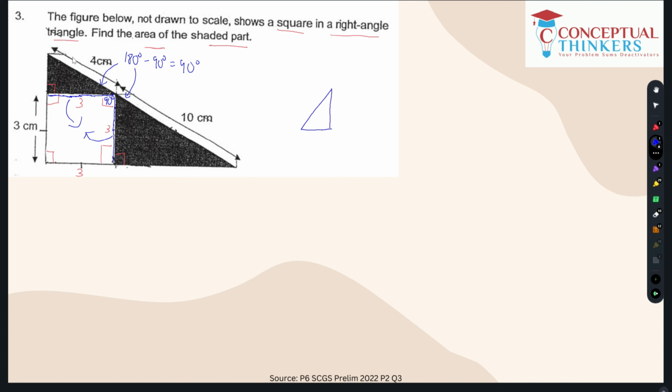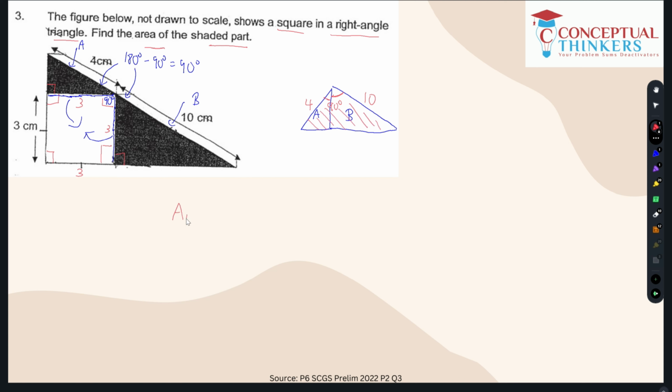This is for the smaller triangle. Let's call this A, so this will be A. Then let's call this triangle B. I'm going to have this B triangle here. Now this angle here and this angle here will form a right angle, 90 degrees, if you combine them. This length here will be 4 and this length here will be 10. These are the shaded areas if we add them up together.